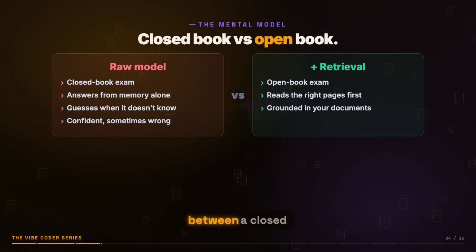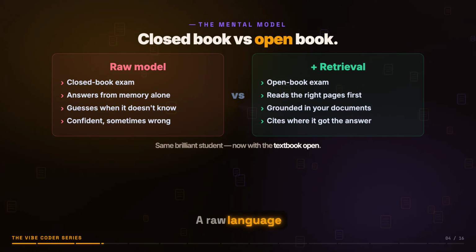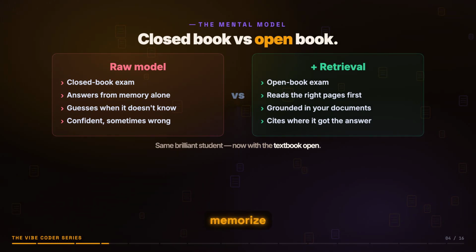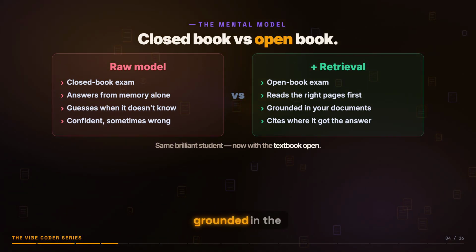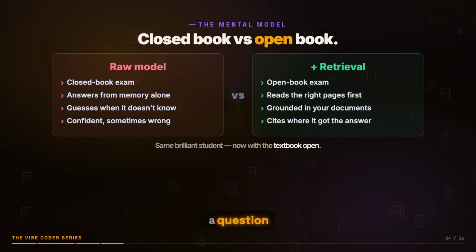Think of it like the difference between a closed book and an open book exam. A raw language model is a brilliant student taking a closed book test. It has read almost the entire internet, so it's shockingly good, but for anything it didn't memorize, it has to guess. Retrieval turns it into an open book exam. Same brilliant student, but now, before answering each question, they get to flip to exactly the right pages of your textbook and read them first. The intelligence didn't change. What changed is that the answer is now grounded in the material sitting in front of them. Or picture a sharp new hire with a great research librarian. They don't know your company yet, but ask a question, and the librarian instantly slides the 3 most relevant documents across the desk. That librarian is the whole trick we're building.